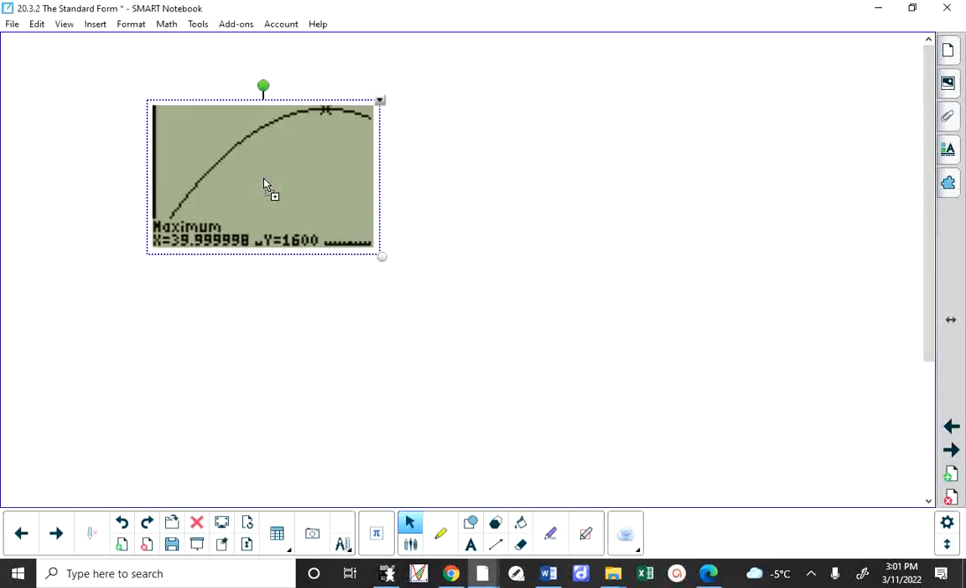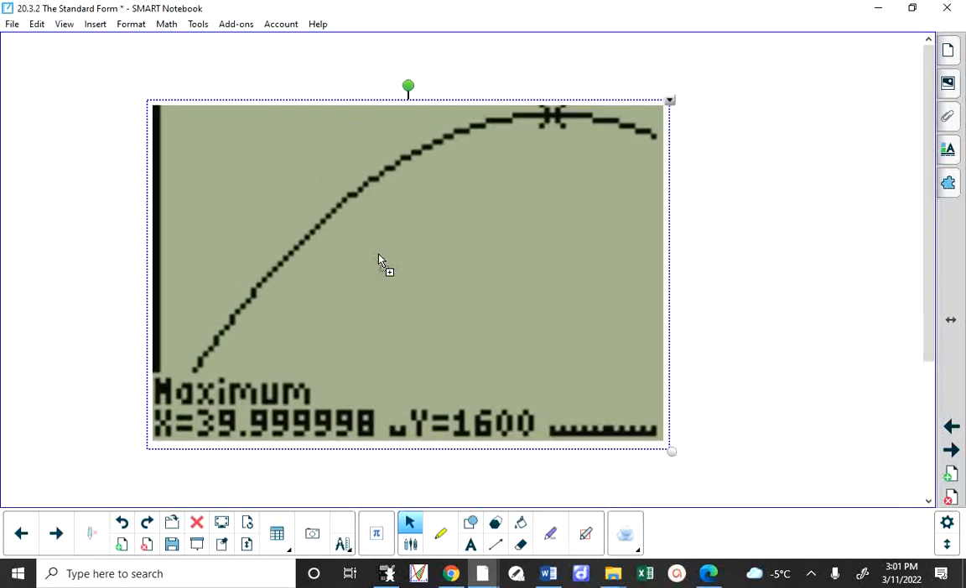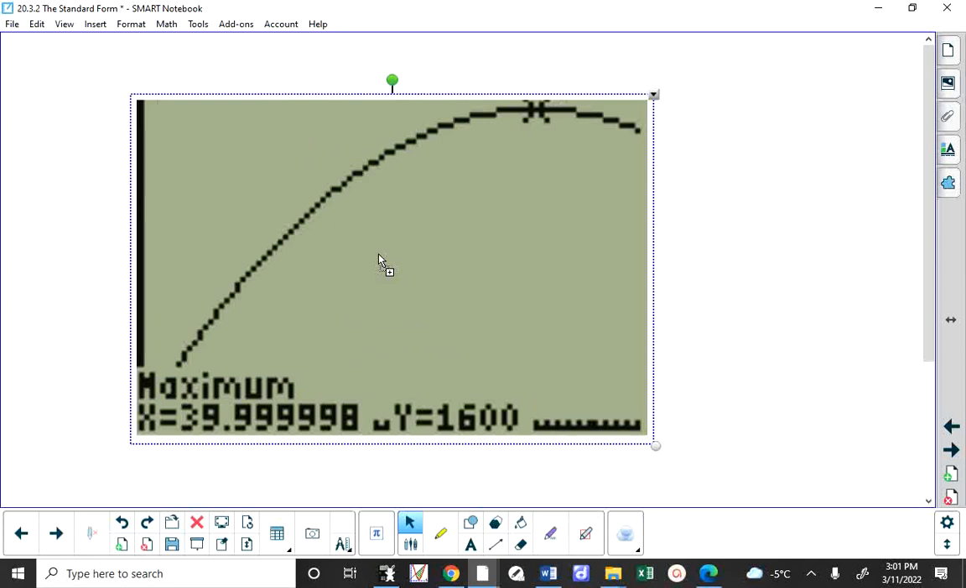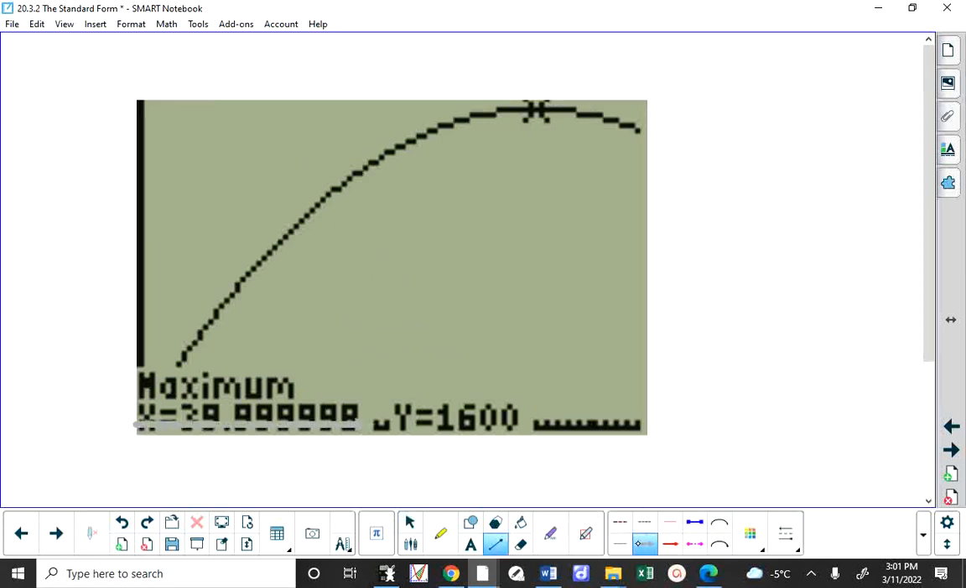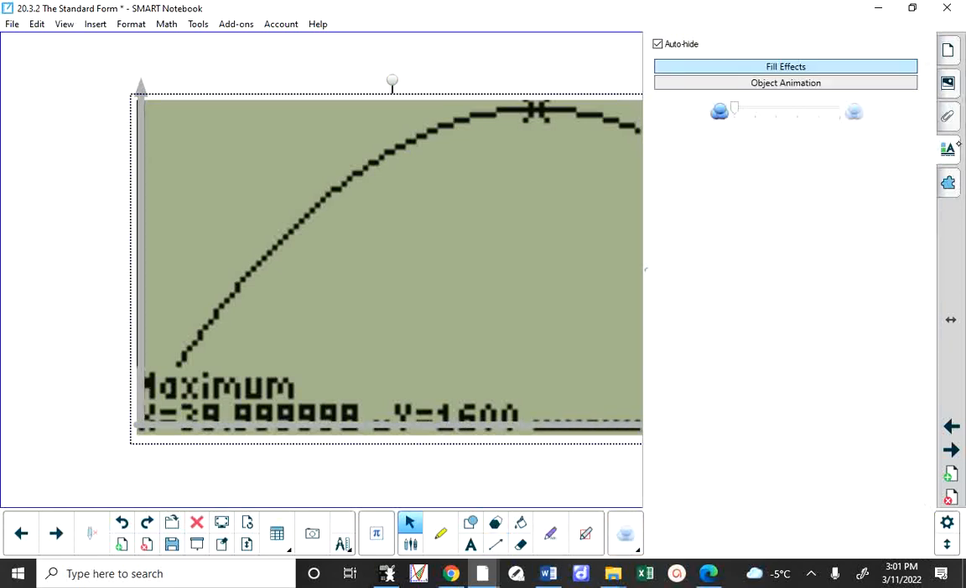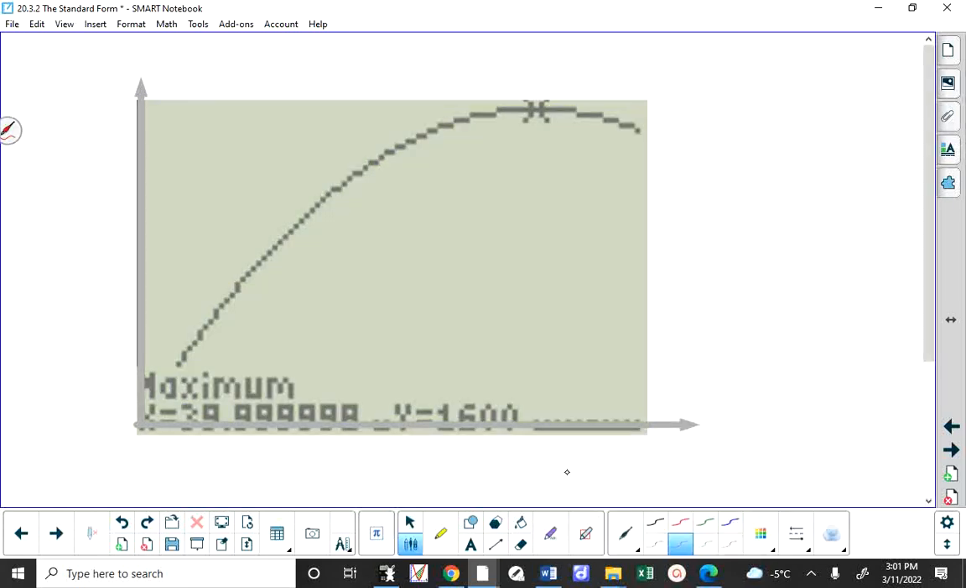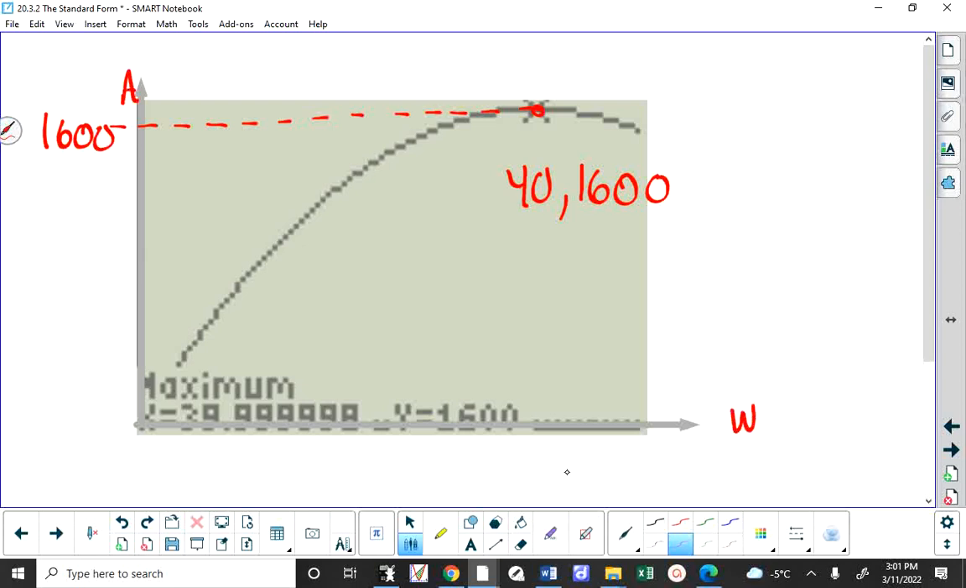The question was, what are the coordinates of the vertex? Well, the coordinates of the vertex, this is my graph. You don't need to sketch it on paper. Here's my x-axis. Here's my y-axis. The coordinates of the vertex are 40, 1,600. That means the y-coordinate here is 1,600. The x-coordinate, which is width, is 40.